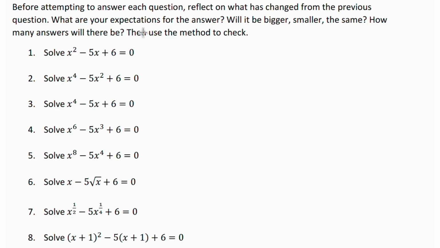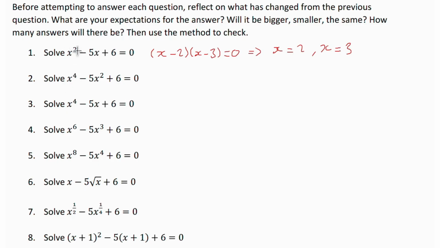So first of all, we're going to solve this quadratic: x squared minus 5x plus 6 is equal to 0. We can factorize that into (x minus 2)(x minus 3) is equal to 0, which means x is equal to 2 and x is equal to 3.